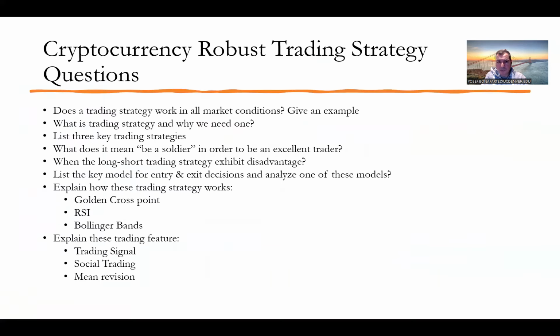Finally, you will have a set of questions. Sorry, I thought it was going to be short, but it wasn't. You have questions that you need to answer, explaining how the trading strategies work: Golden Cross, RSI, Bollinger Band, and others.